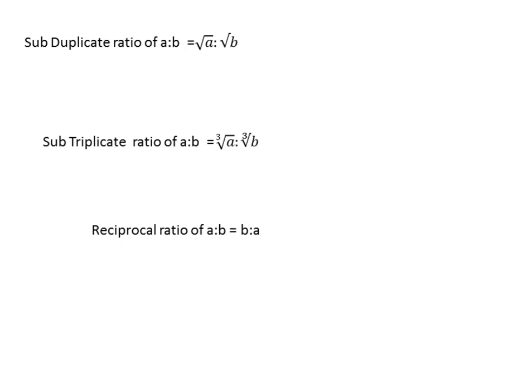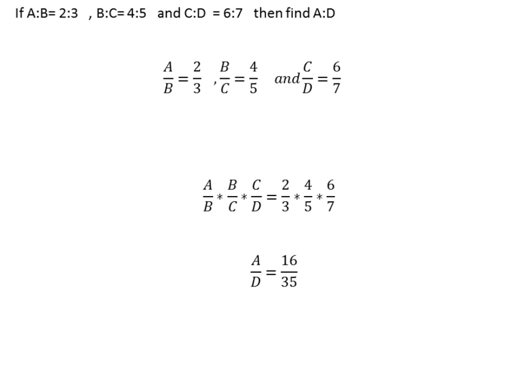Now we are coming to some questions of our textbook. Now we have the question here. A is to B is given 2 is to 3, B is to C is given 4 is to 5, and C is to D is given 6 is to 7. Then we need to find out A is to D. Now we can write it in fraction form. So A upon B will be equal to 2 upon 3, B upon C will be equal to 4 upon 5, and C upon D will be equal to 6 upon 7.